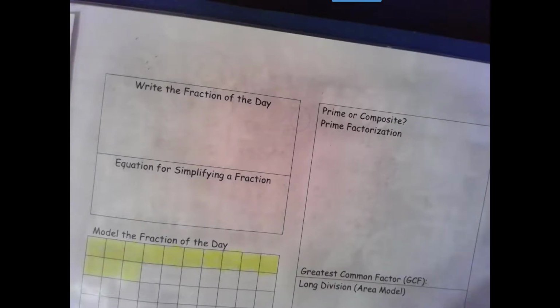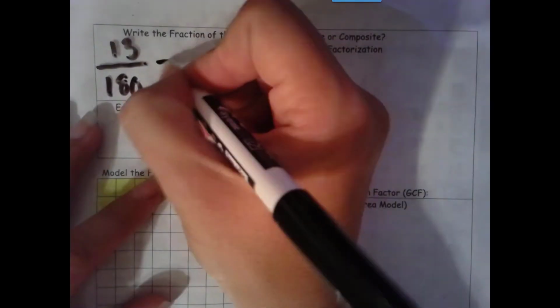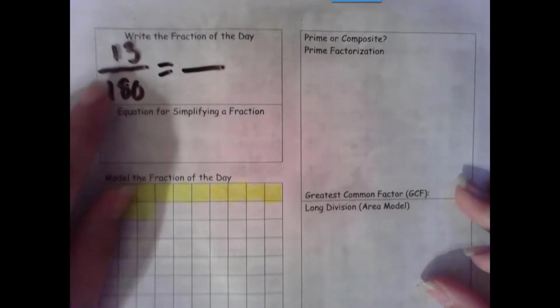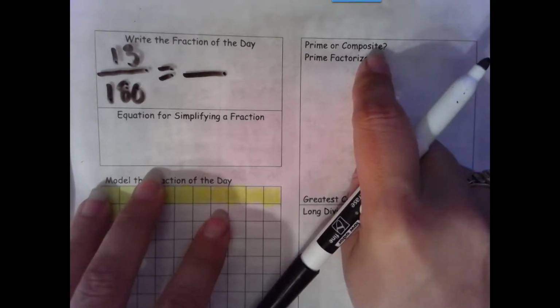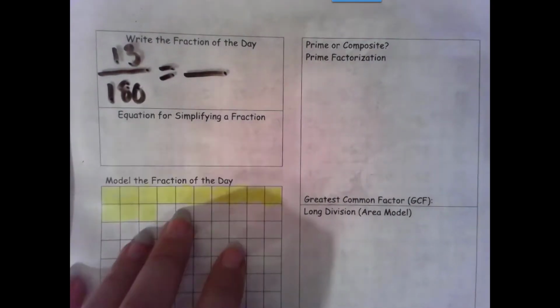All right, our beginning fraction. Well, we have a total of 180 school days. We are on day 13. Now we want to look at our numerator and ask, is it prime or composite? Does it have only two factors or more than two factors?